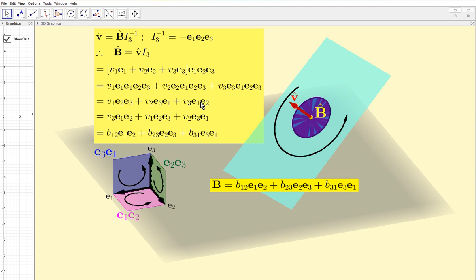If we want to put that in the order e1, e2, then e2, e3, then e3, e1, this is what we get. So we can identify this coefficient here: b12 would be v3 of the unit vector, b23 would be v1 of the unit vector, and b31 is v2 of the unit vector.